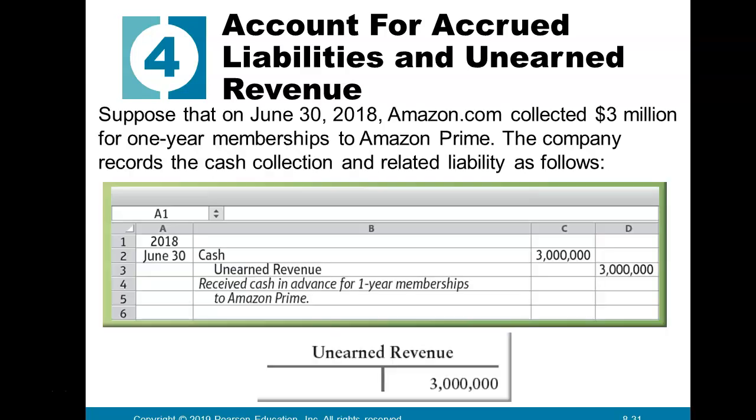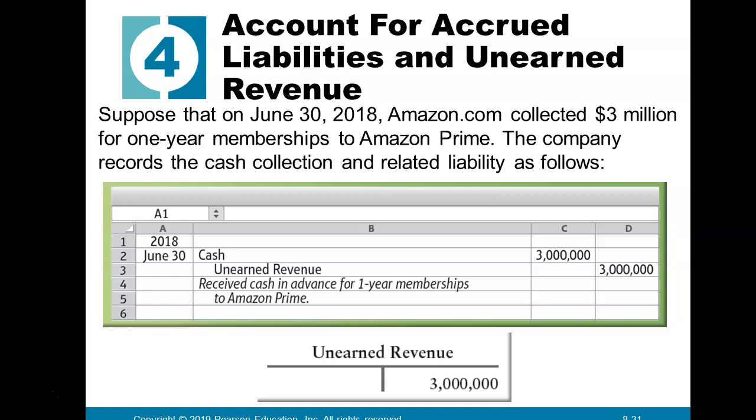So let's use an example here. On June 30th, Amazon collected $3 million for 1 year memberships for Amazon Prime. Very, very common transaction. They charge us $195 or more every year, and they have over 10,000 customers. Equals $1.9 million or $3 million. But that year of membership, you can't just record revenues right off the bat. You have to allocate that revenue proportionately over the year if you're going to do the accounting right.